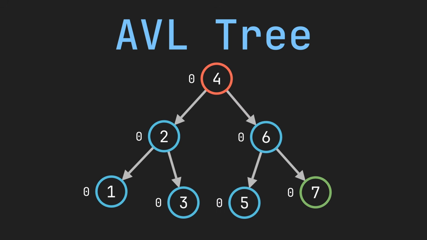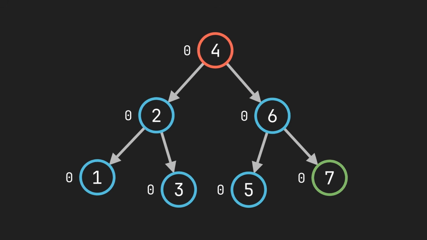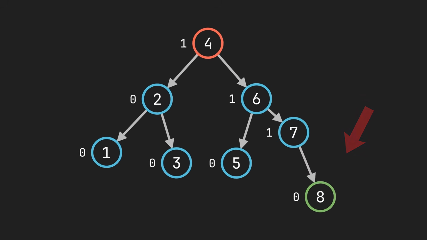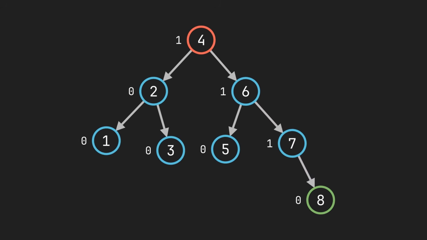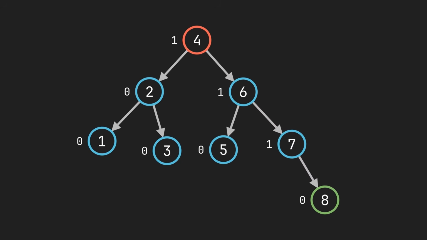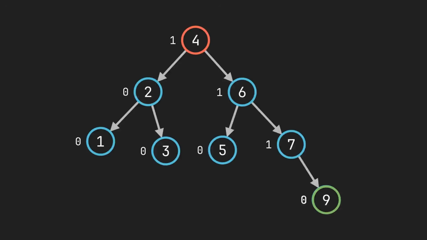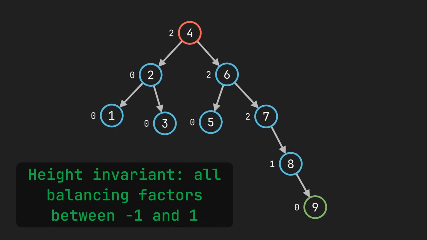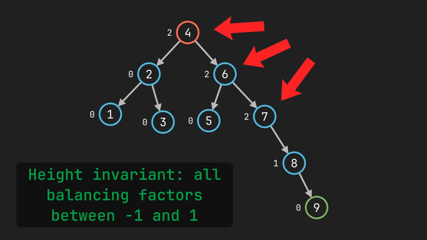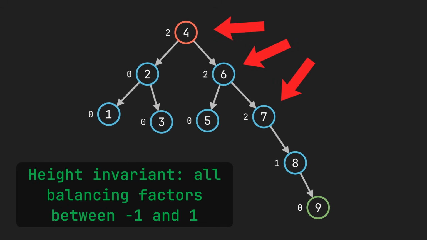Take this tree for example. It has overall height 3 and all the nodes have balancing factor 0. Let's add a node on the right and see how the balancing factor changes. The tree is still in balance. How about we add another one under the one we just added? Clearly, this tree has become unbalanced, with some balancing factors being 2.